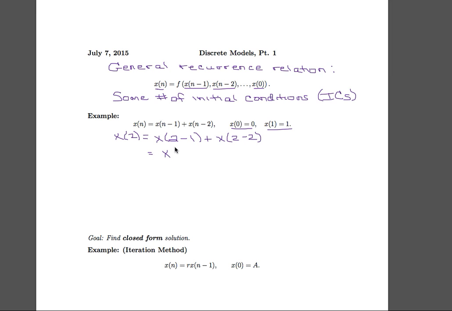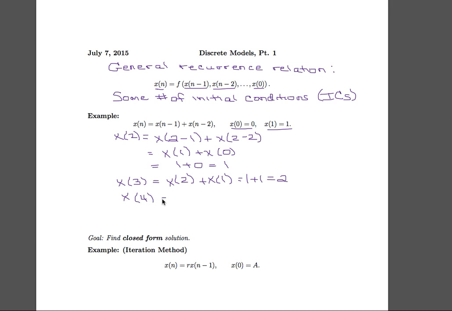And so that will be the same thing as x of 1 plus x of 0. And for us, that's going to be 1 plus 0, which is 1. Continuing on, if I look at x of 3, that's going to be x of 3 minus 1, this time just quickening it up a bit, is x of 2. And x of 3 minus 2 is x of 1. And so we know that x of 2 was 1, x of 1 was 1, so we're adding 1 plus 1, that's 2. Looking good.